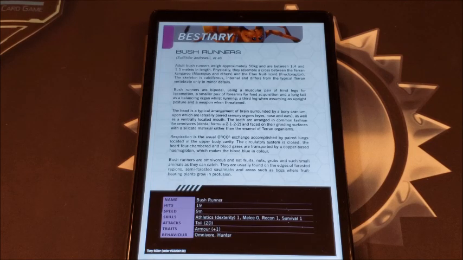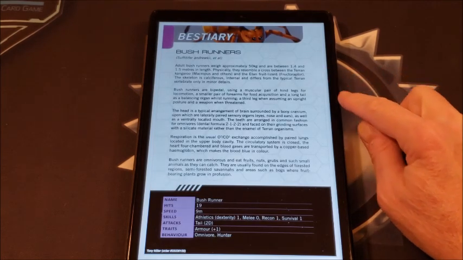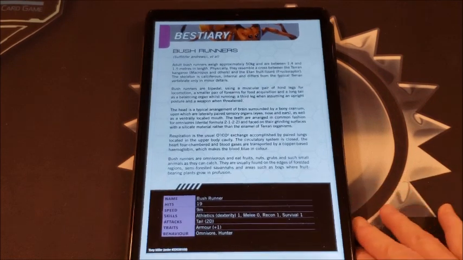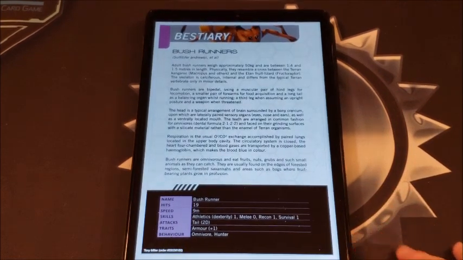Physically, they resemble a cross between a Terran kangaroo and an Eton fruit lizard, Fructoraptor. I like that. The skeleton is calciferous, which means it has calcium, internal, and differs from typical Terran vertebrae only in minor details. So it's a very terrestrial type of creature. Bushrunners are bipedal, using their muscular pair of hind legs for locomotion and a small pair of forearms for food acquisition. A long tail is a balancing organ while running, a third leg while assuming an upright posture, and a weapon when threatened. So very much like a kangaroo, except of course it runs, it doesn't hop.